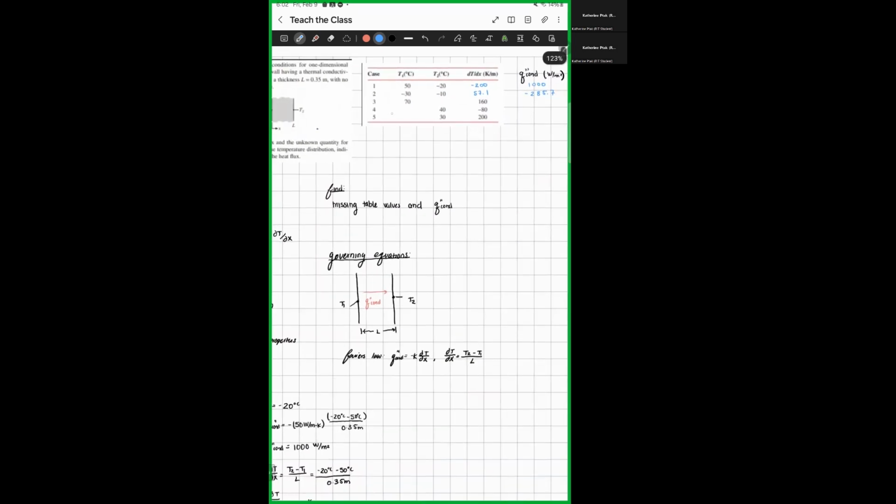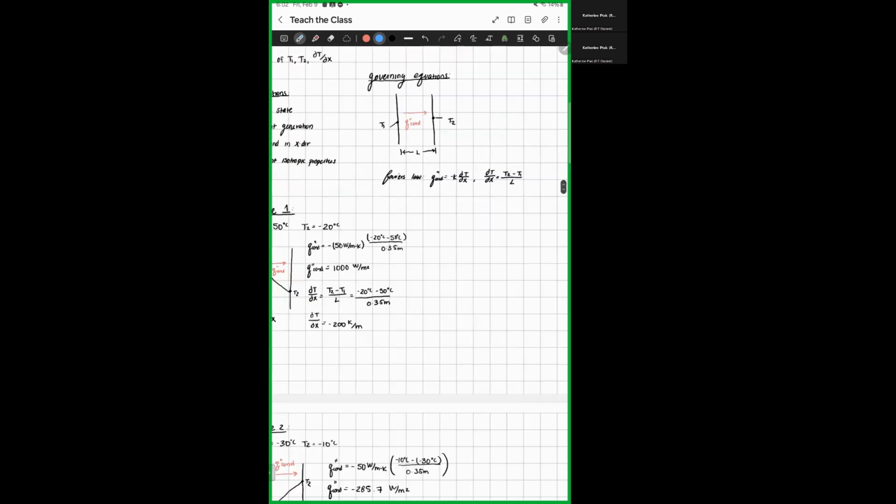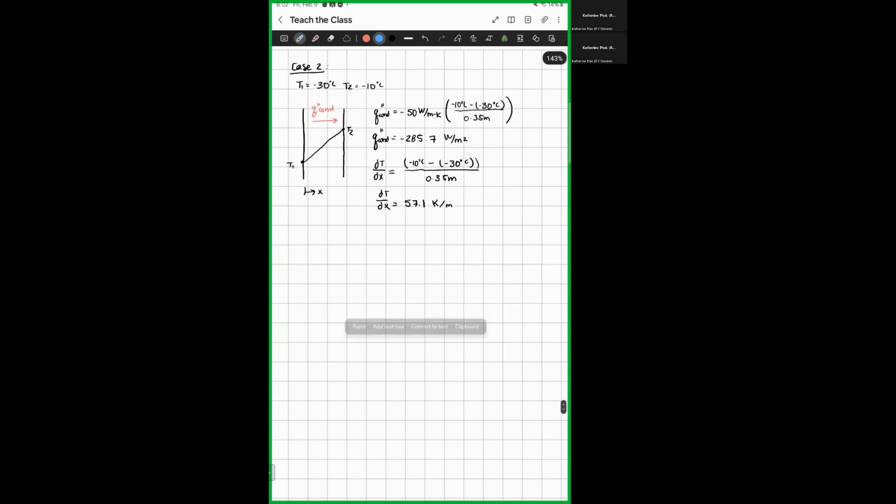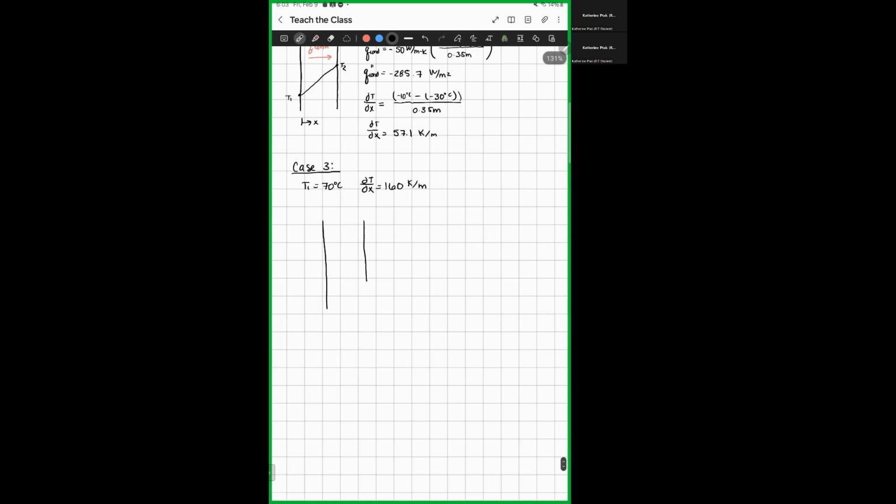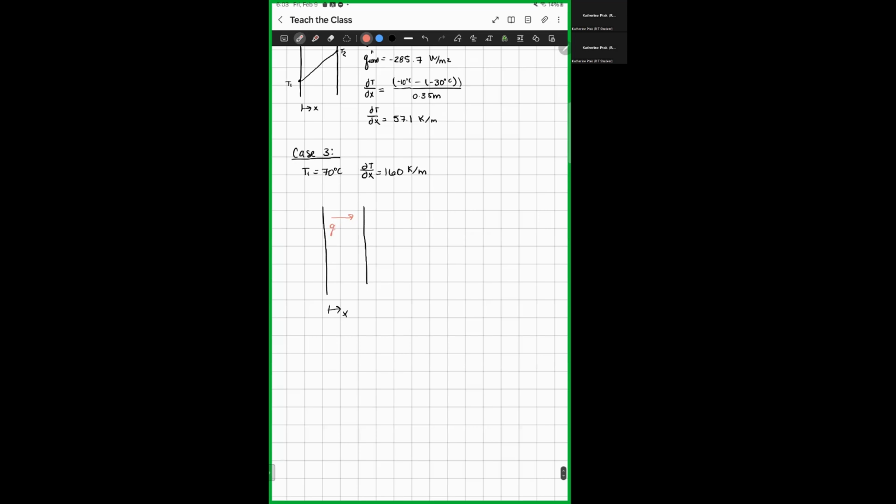Okay, so for case 3, we have T1 is 70 degrees Celsius, and dT/dx is now given rather than T2, and that is 160 Kelvin per meter. So this is case 3. When we're drawing our picture, in the positive x we have Q going this way.